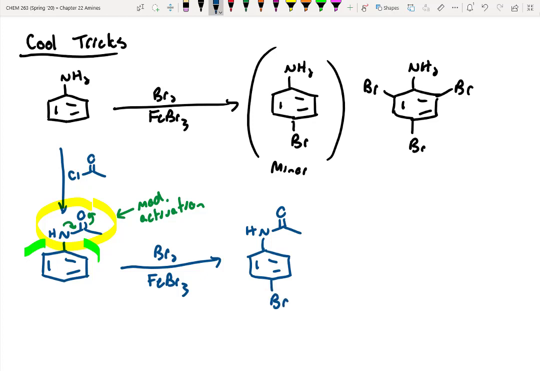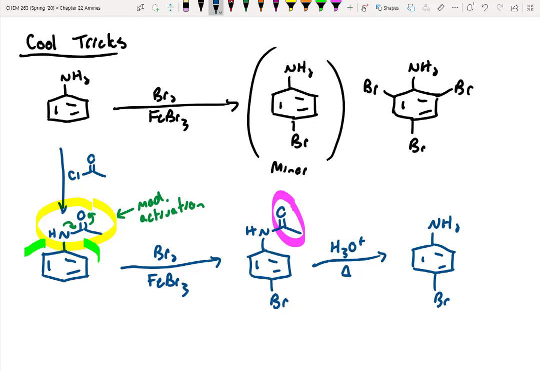So now we've got the bromine right there, and to remove our acyl group, all we need to do in order to pluck this off is to treat this with acid and heat, and we can hydrolyze off that amide. So we can go ahead and just write H3O+ and heat, and we can get back to our desired product without running into the overbromination problem that we saw above.